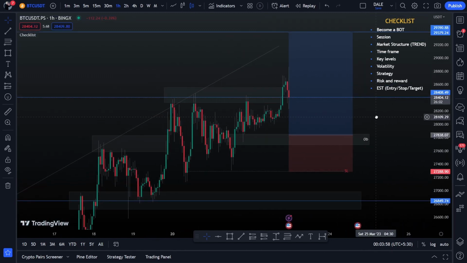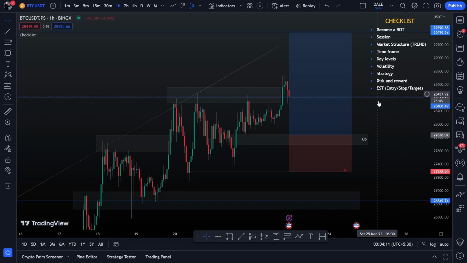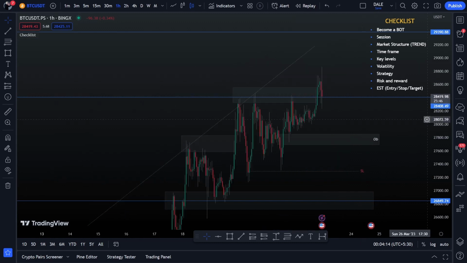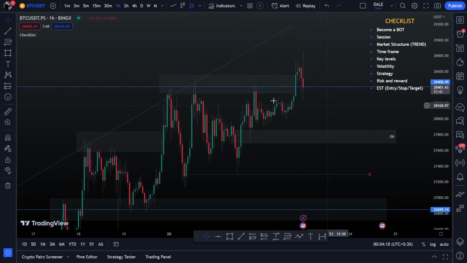Once this is done, the next step: these two are the best ones in risk management. You have to be super cautious on these last two, the risk to reward and the EST. I'll be talking about EST at the end. So the risk to reward means, for example, I am going to take a trade.